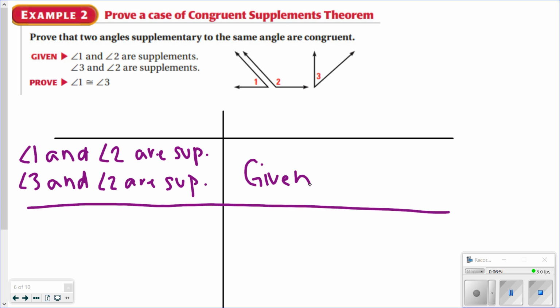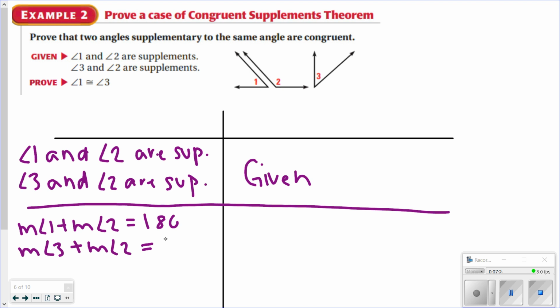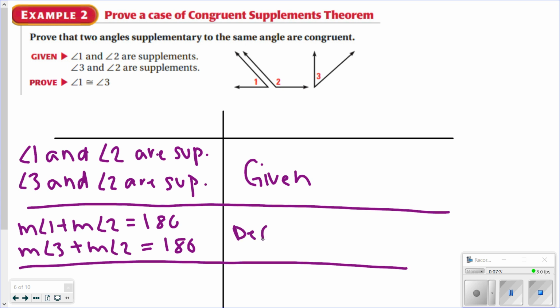All right, so knowing that those angles are supplementary, what does that mean? Well, supplementary means that those angles add up to 180 degrees. So I want to write that out. So the measure of angle 1 plus the measure of angle 2 is equal to 180 degrees. And I can say the same thing for my second statement, that the measure of angle 3 plus the measure of angle 2 is equal to 180 degrees. And the reason for that, that's just the definition of supplementary angles. So def of sup angles.